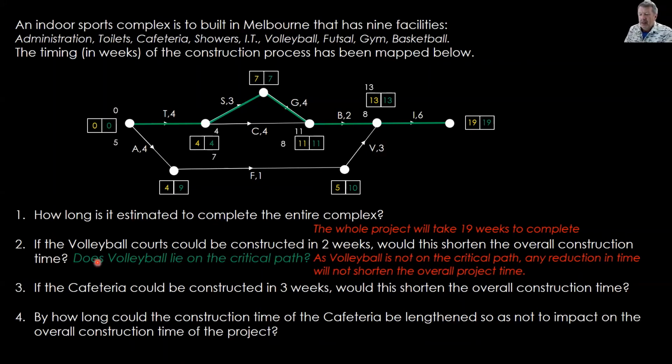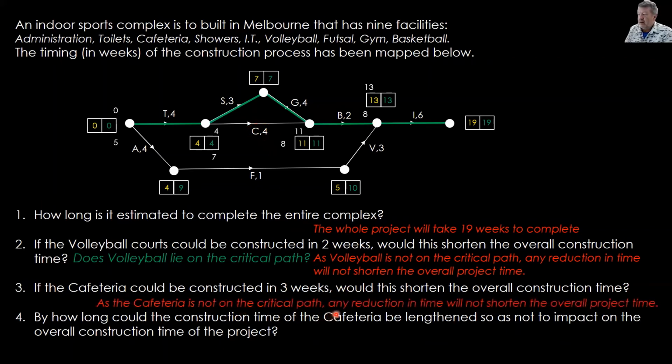Okay. What about the cafeteria? If it could be constructed in 3 weeks, would this shorten the overall construction time? Oh, there's the cafeteria. There it is. If we shorten that by 3 weeks, hang on, that's not on the critical path, is it? So same answer. As the cafeteria is not on the critical path, any reduction in time will not shorten the overall project time.